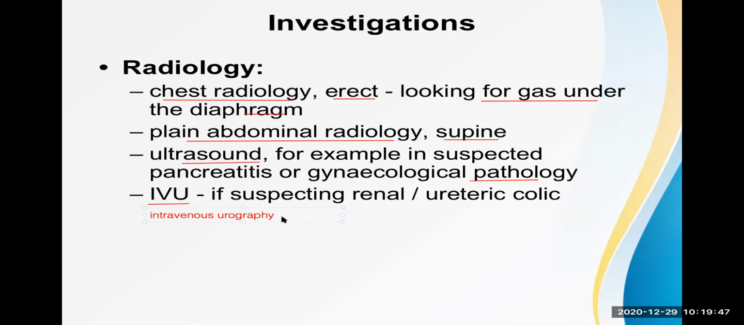If there is any obstruction of the urinary tract, there will be obstruction of the flow of that dye, and we can suspect something is there. So this type of test is called IVU. If you suspect any renal or ureteric colic caused by stone or any other obstruction, you can go for IVU.